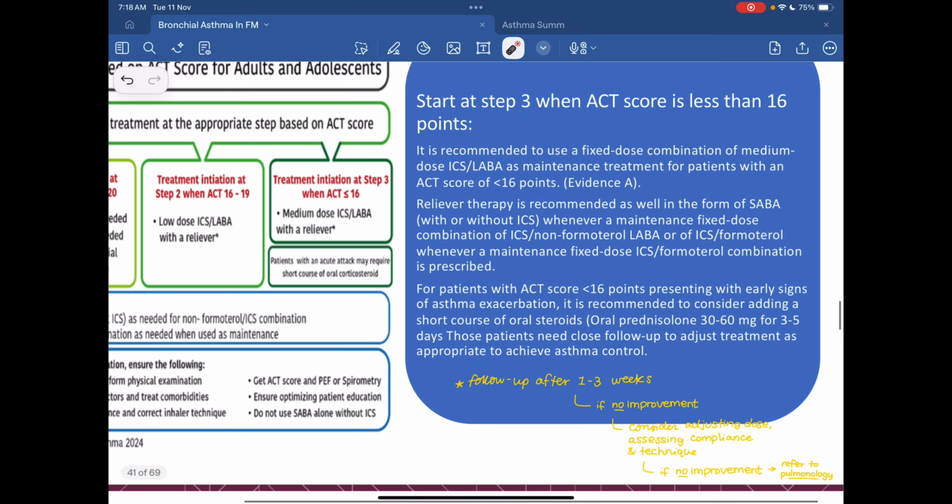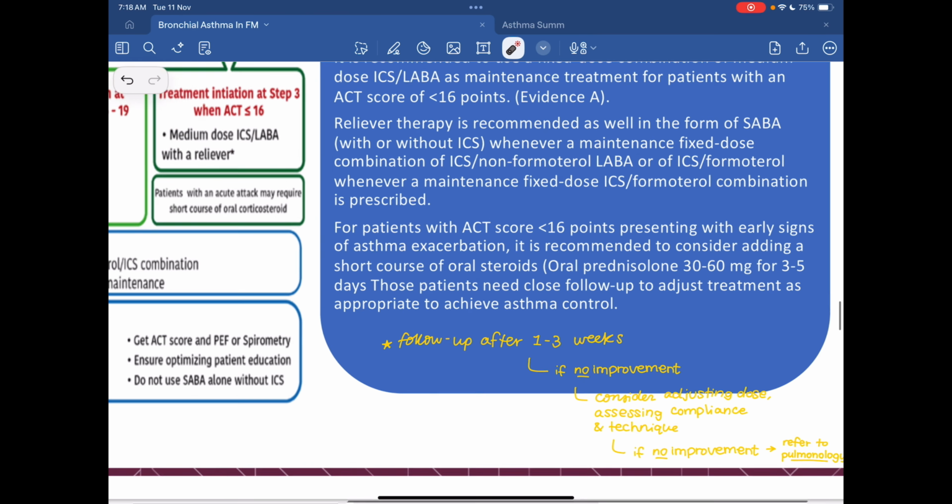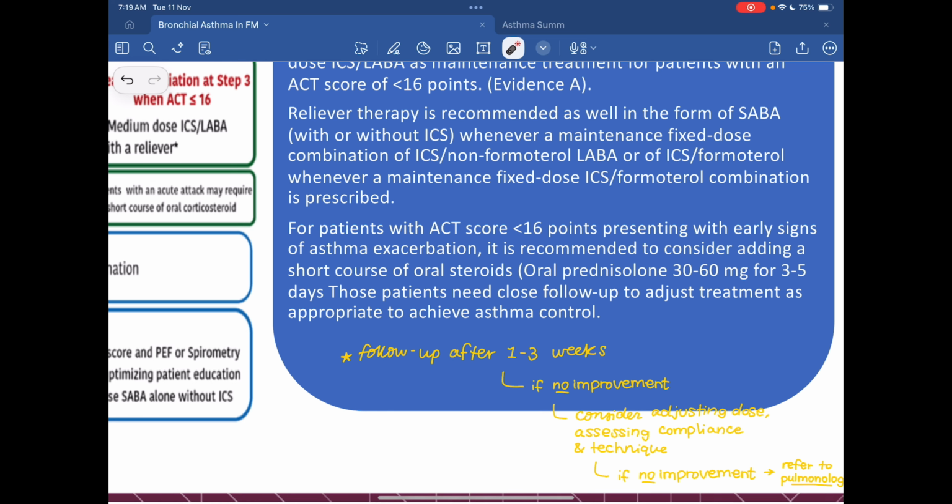Okay. For patients with an ACT score of less than 16 presenting with early signs of asthma exacerbation, it's recommended to consider adding a short course of oral steroids. Not ICS, that's inhaled corticosteroids, this is oral steroids. What exactly? Oral prednisolone for 3 to 5 days. And those patients would need a close follow-up to adjust treatment as appropriate to achieve control.